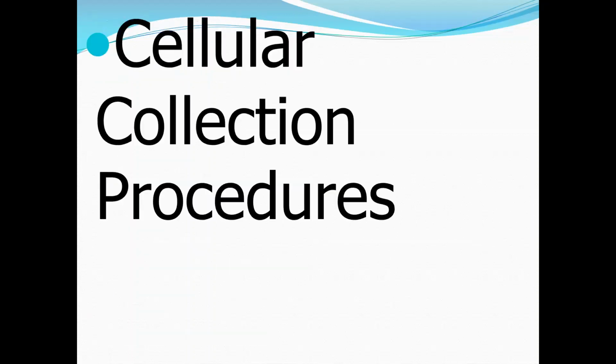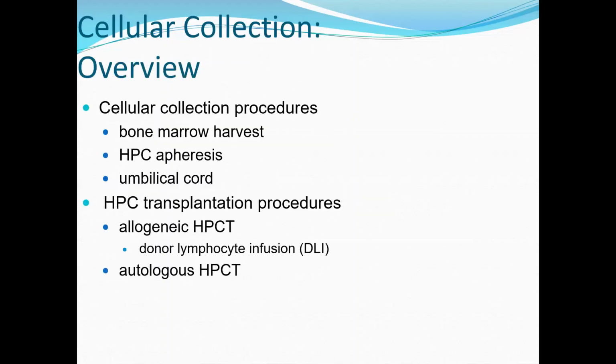Cellular collection and procedure. Cellular collection procedures include bone marrow harvest, HPC apheresis, and umbilical cord. For HPC transplantation procedures, we have allogenic HPC, like donor lymphocyte infusion (DLI), and autologous HPCT.